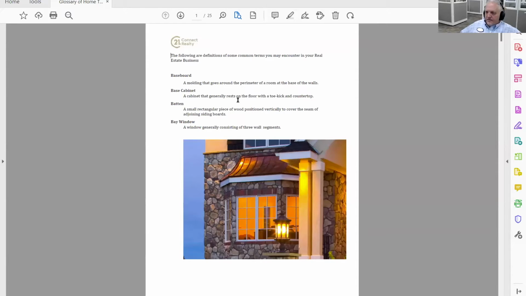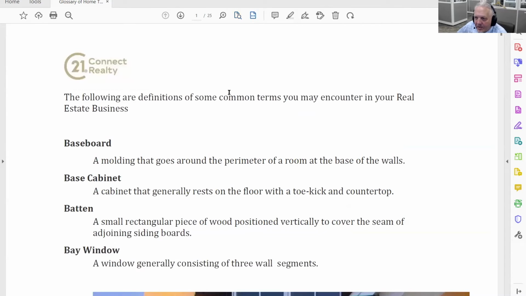Okay, I am going to share my screen. Okay, y'all looking at a picture of a bay window? All right, so this is a document, for lack of a better term, call it a glossary of home terms.